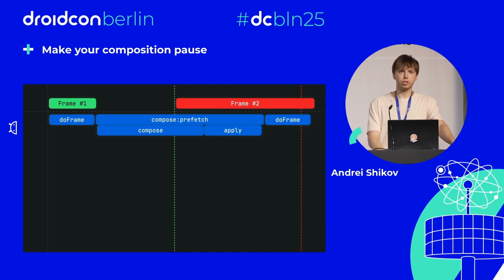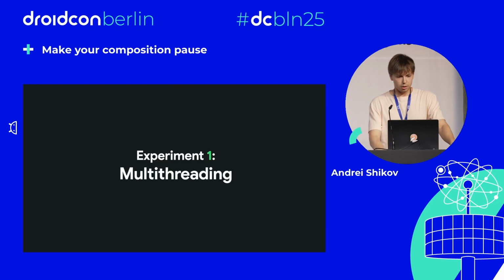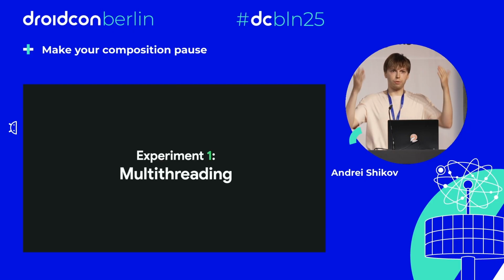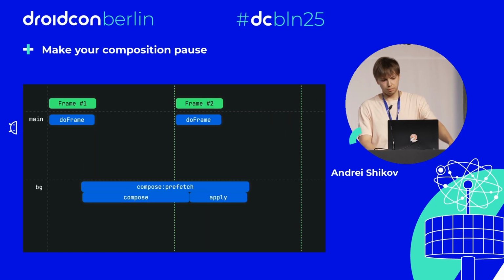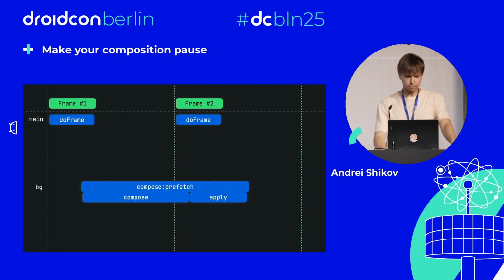We have composition, and we need to do it at some point in time. We need to compose the item to show it on the screen. The first thing to try when you want to do something off the main thread is multi-threading, obviously. So this was the first experiment back in 2022. Instead of this, we try to do this. Now the main thread is free to render and do drawing, and meanwhile, in the background, we try to prefetch the next item ahead of time.